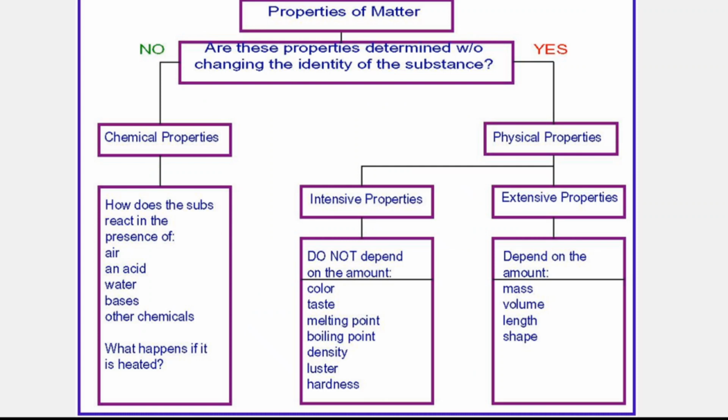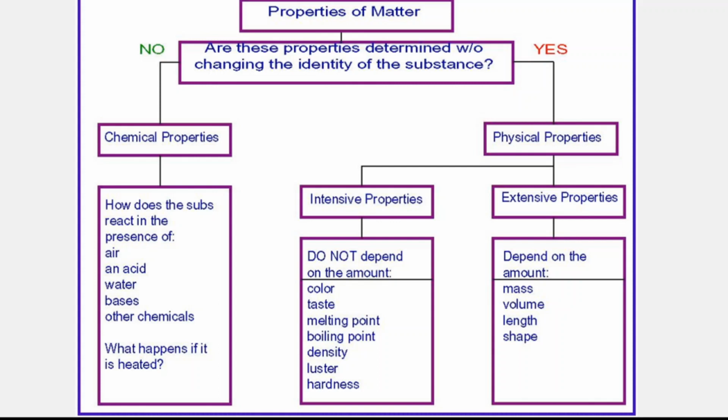And again, here's another flow chart looking at the differences between properties. So you've got chemical properties versus physical properties. And again, you've got these things that when you change them, they don't alter the chemical composition. So those are going to be physical properties. These chemical properties, when you change those, you change the chemical composition of your substance.